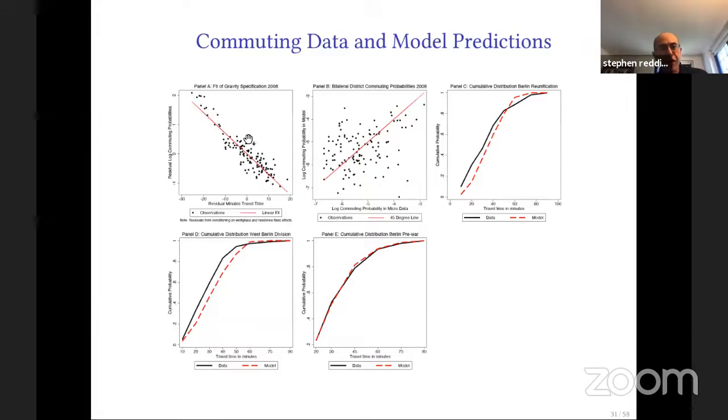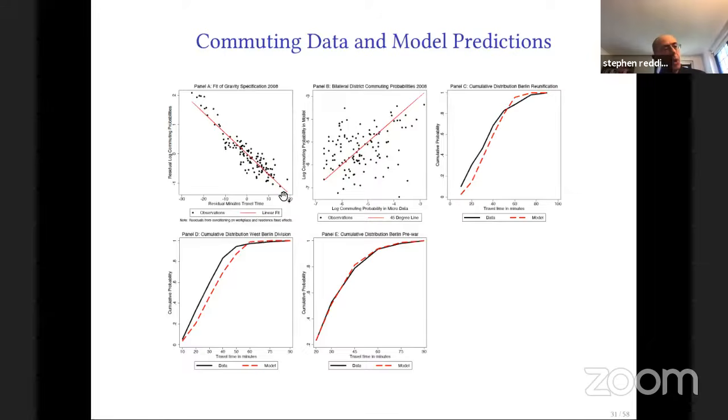Just to show you visually that gravity is a good fit, in this top panel here, we show the log of commuting flows against the level of travel time in minutes after purging both of residence and workplace fixed effects. And as you can see, the linearity implied by the model doesn't do too much violence to the data. It looks pretty linear, which suggests that this semi-log specification is a reasonable approximation to the data.